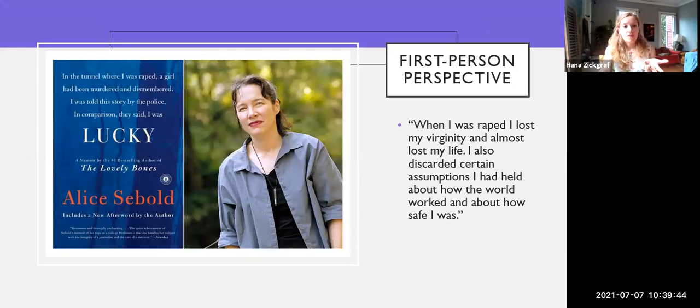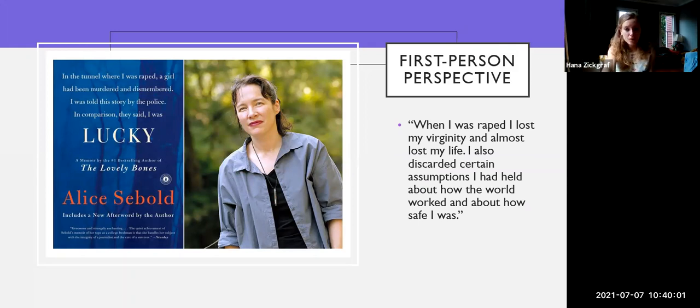An example of this comes from the author Alice Sebold, who wrote about her rape and sexual assault in her memoir, Lucky. She wrote, "When I was raped, I lost my virginity and almost lost my life." So index trauma, a threat to physical integrity and life. "I also discarded certain assumptions I had held about how the world worked and how safe I was." So not only was the trauma life-threatening in the immediate experience of it, but it also threatened how she saw the world and how she saw herself in it. And those two threats together are what make traumas so potent.